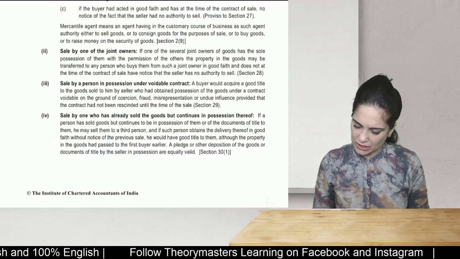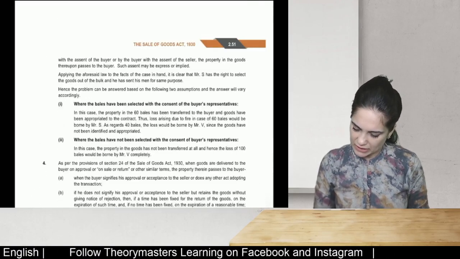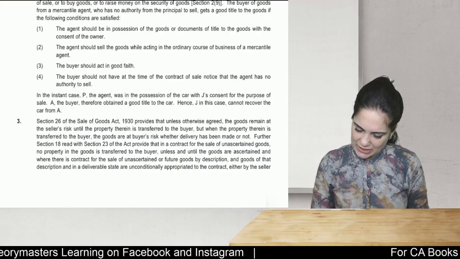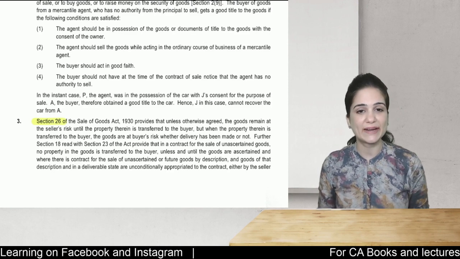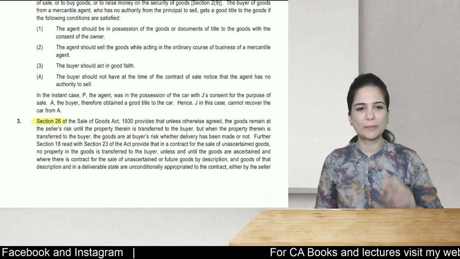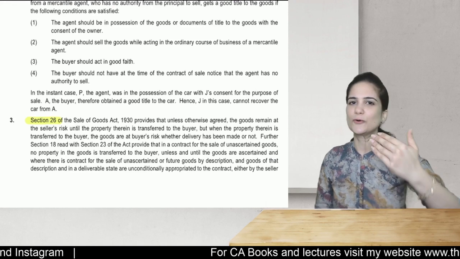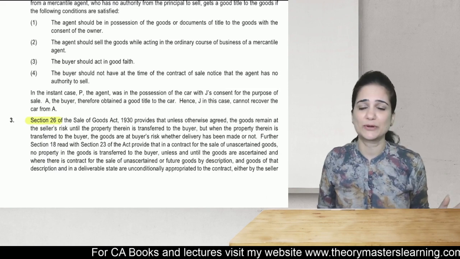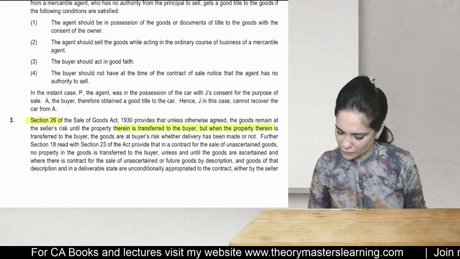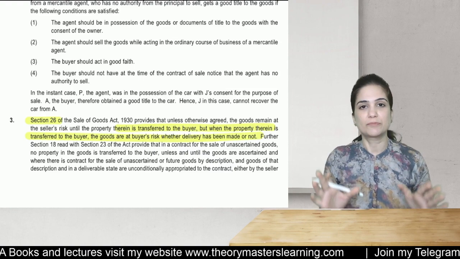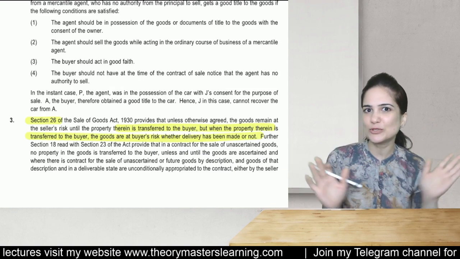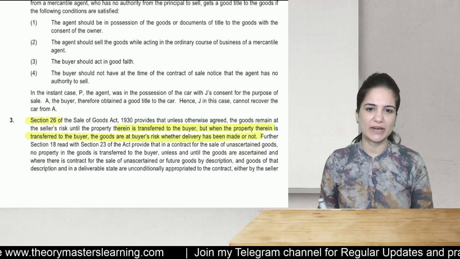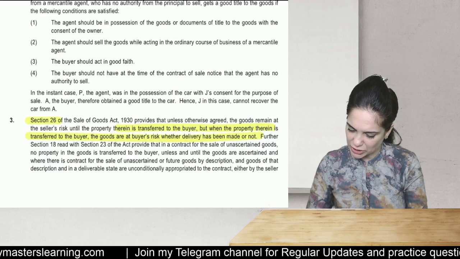I'm reading the answer for question 3. Section 26 of the Sale of Goods Act provides that unless otherwise agreed, goods remain at the seller's risk until the ownership is transferred to the buyer. They are at the buyer's risk whether delivery has been made or not. Okay, so I have simplified the provisions for you. The ownership is with the buyer. He will bear the risk even though the goods are not in his possession. Section 18 read with section 23 provides that in a contract for sale of unascertained goods, I'll change the ink students.